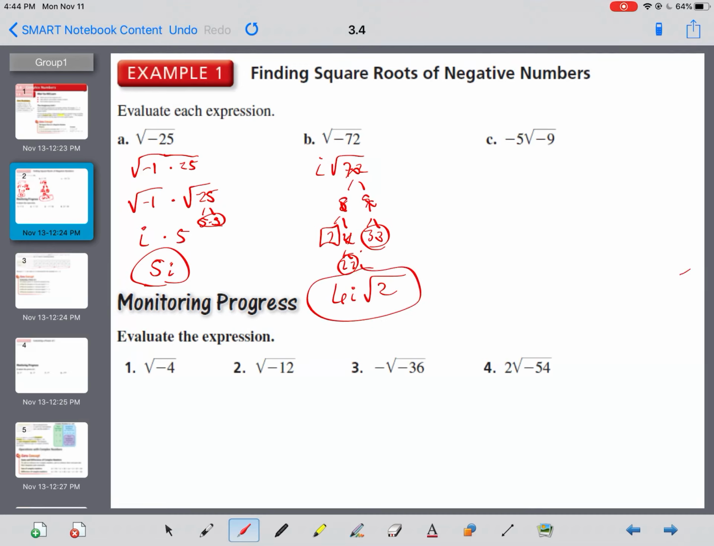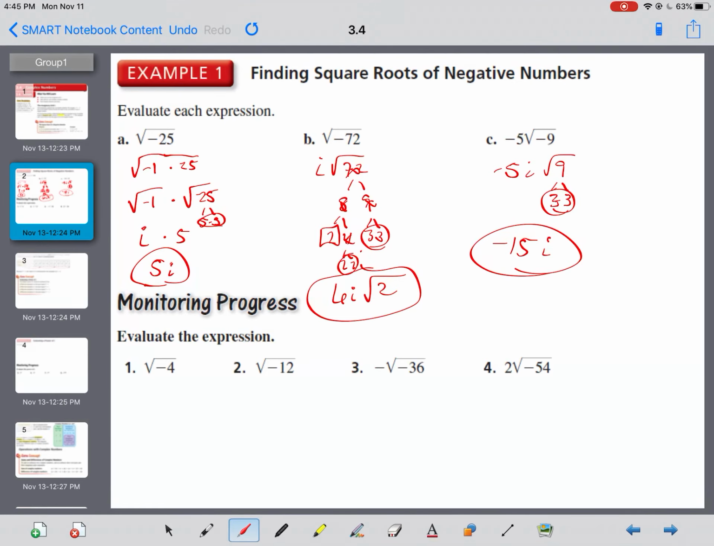Now I've already got a negative number on the outside, but it's going to become negative 5i, square root of 9. 9 goes to 3 and 3. We got a pair of 3's, comes out, negative 15i. Just like that. Try 1 and 2 and 3 and 4 and see what you get. Give it a quick pause and then come back and see what I get.